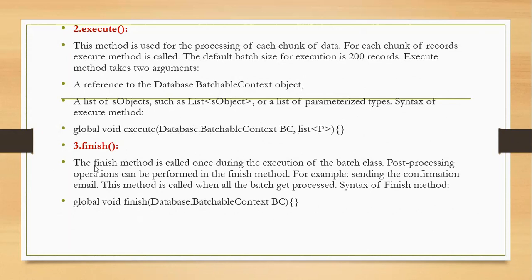Finish. The finish method is called once during the execution of the batch class. Post-processing operations can be performed in the finish method, for example, sending a confirmation email. This method is called when all the batches are processed. Syntax of the finish method: global void finish(Database.BatchableContext BC).